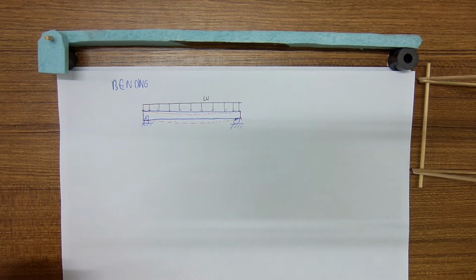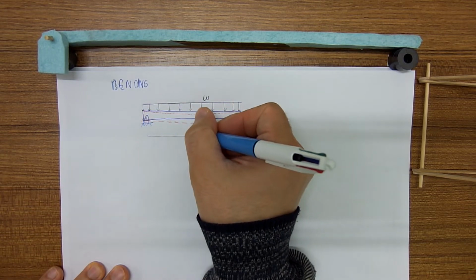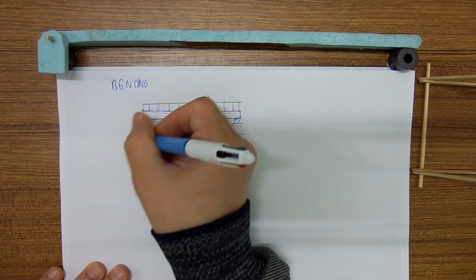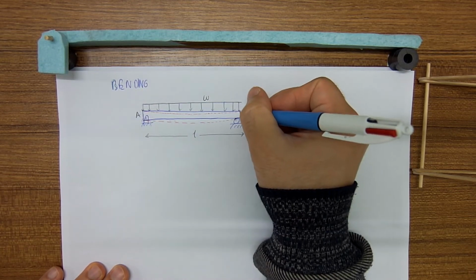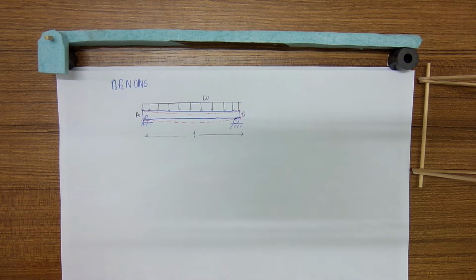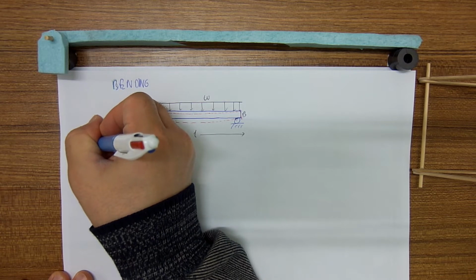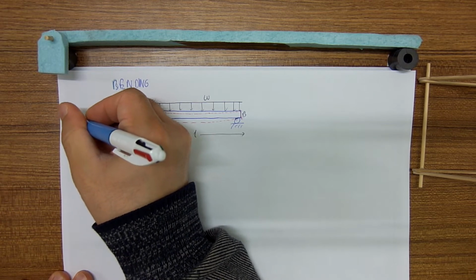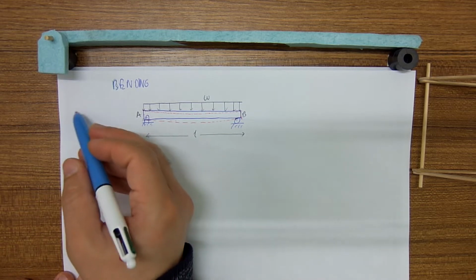So let's give length as well. It has also got length, and name here as A, this point B. And our coordinate system, now we are working in 2 dimensions, so we have got only x and y. These are the reference positives.